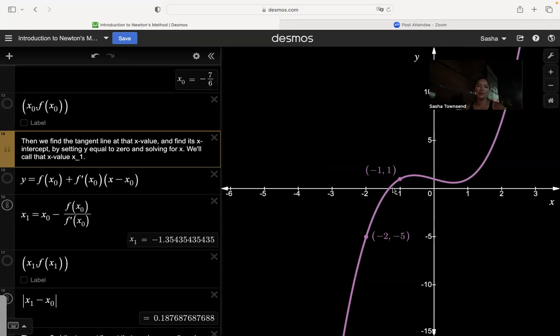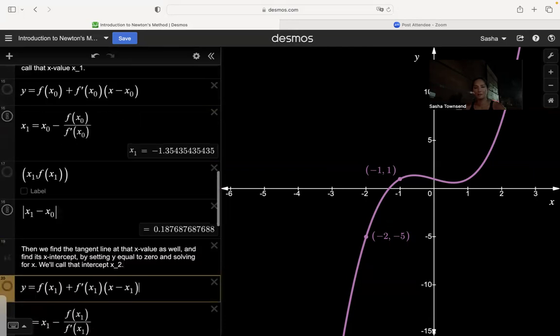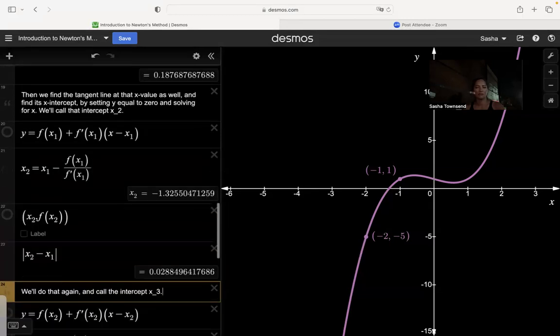And then at that x value, I create a tangent line. And then I find where the tangent line intersects the x-axis. And then I use that x value as a guess. And I keep doing that until the difference between successive x values is small enough that I'm happy with my answer. I'm saying the error is small enough so that as far as we're concerned, that's good enough for us. That is the zero of the original function.